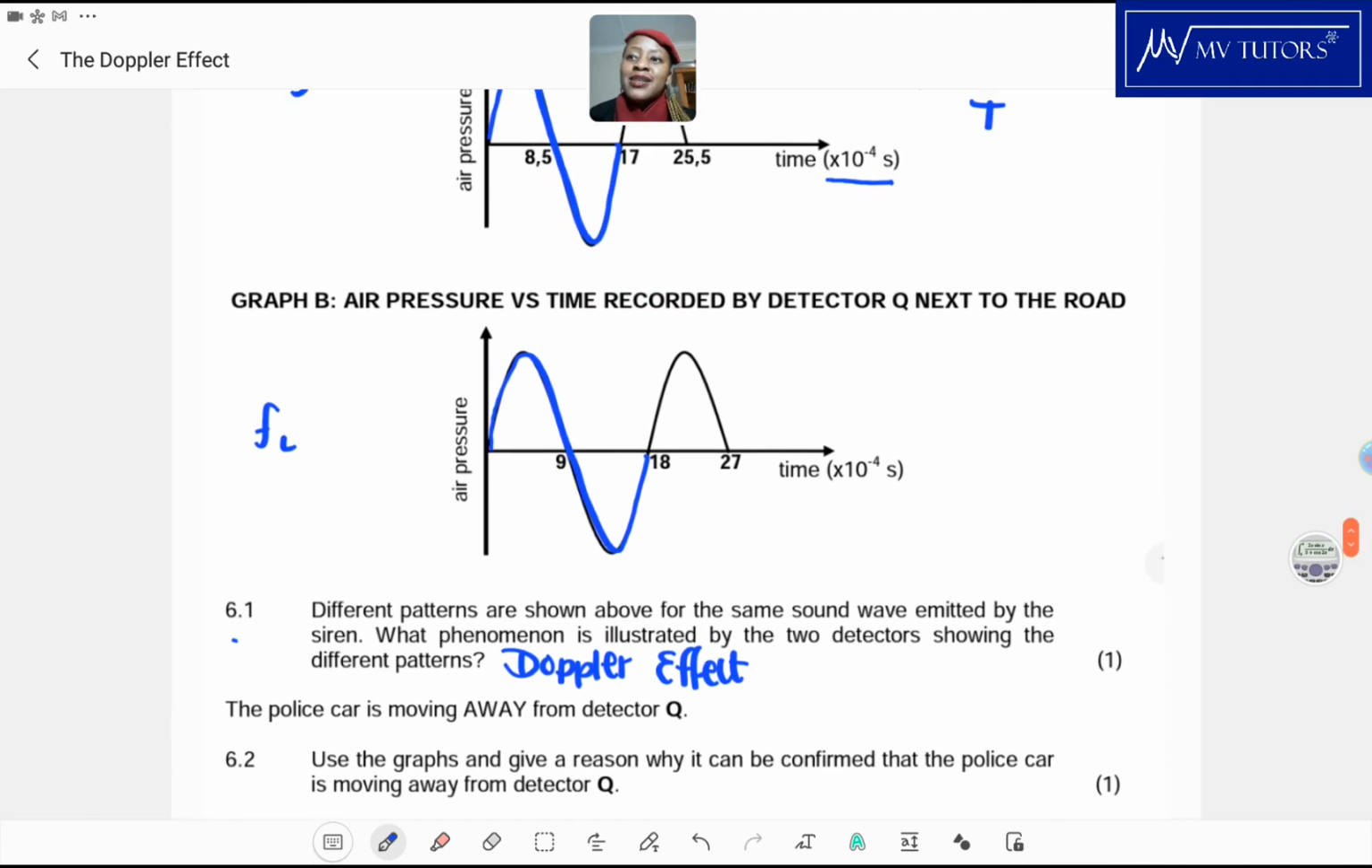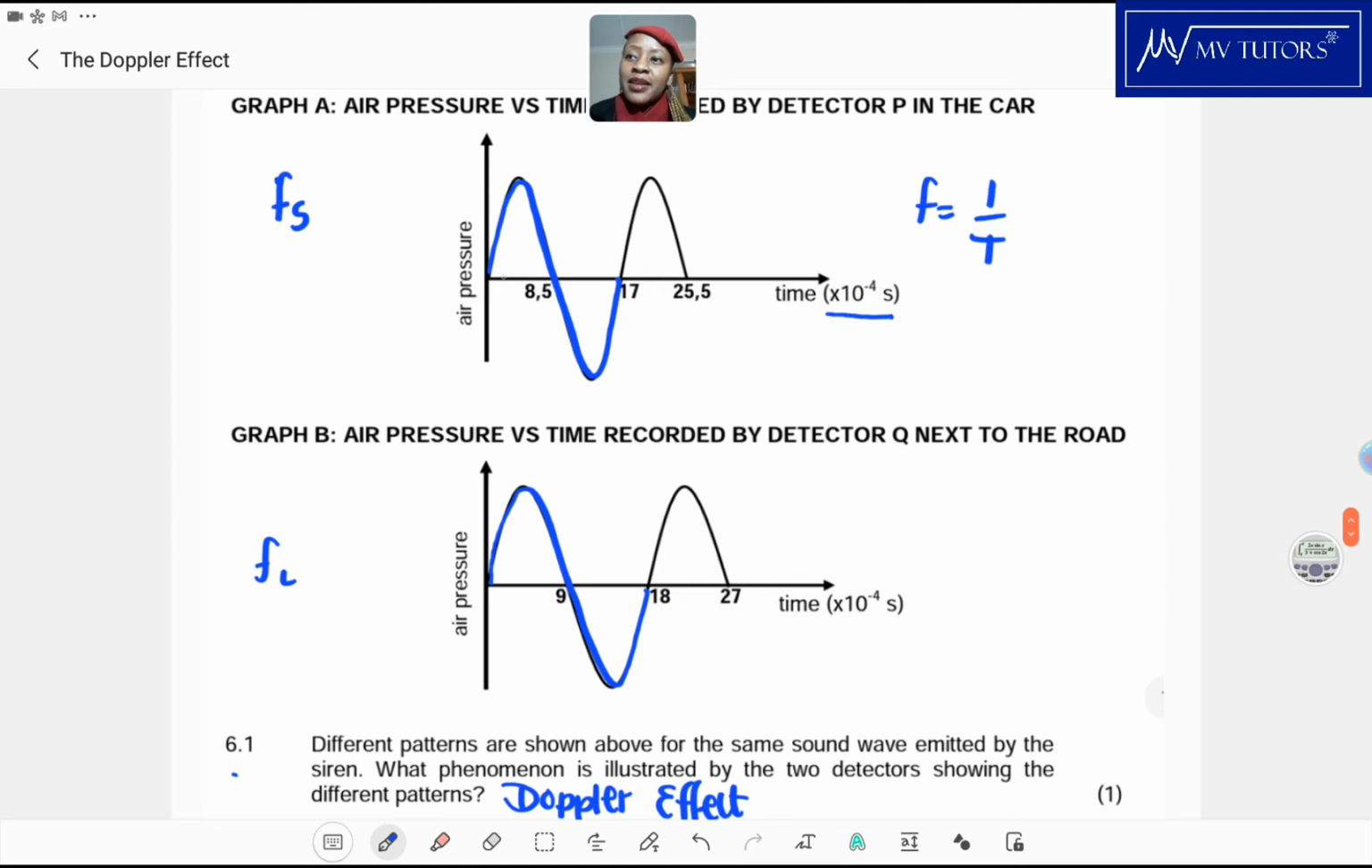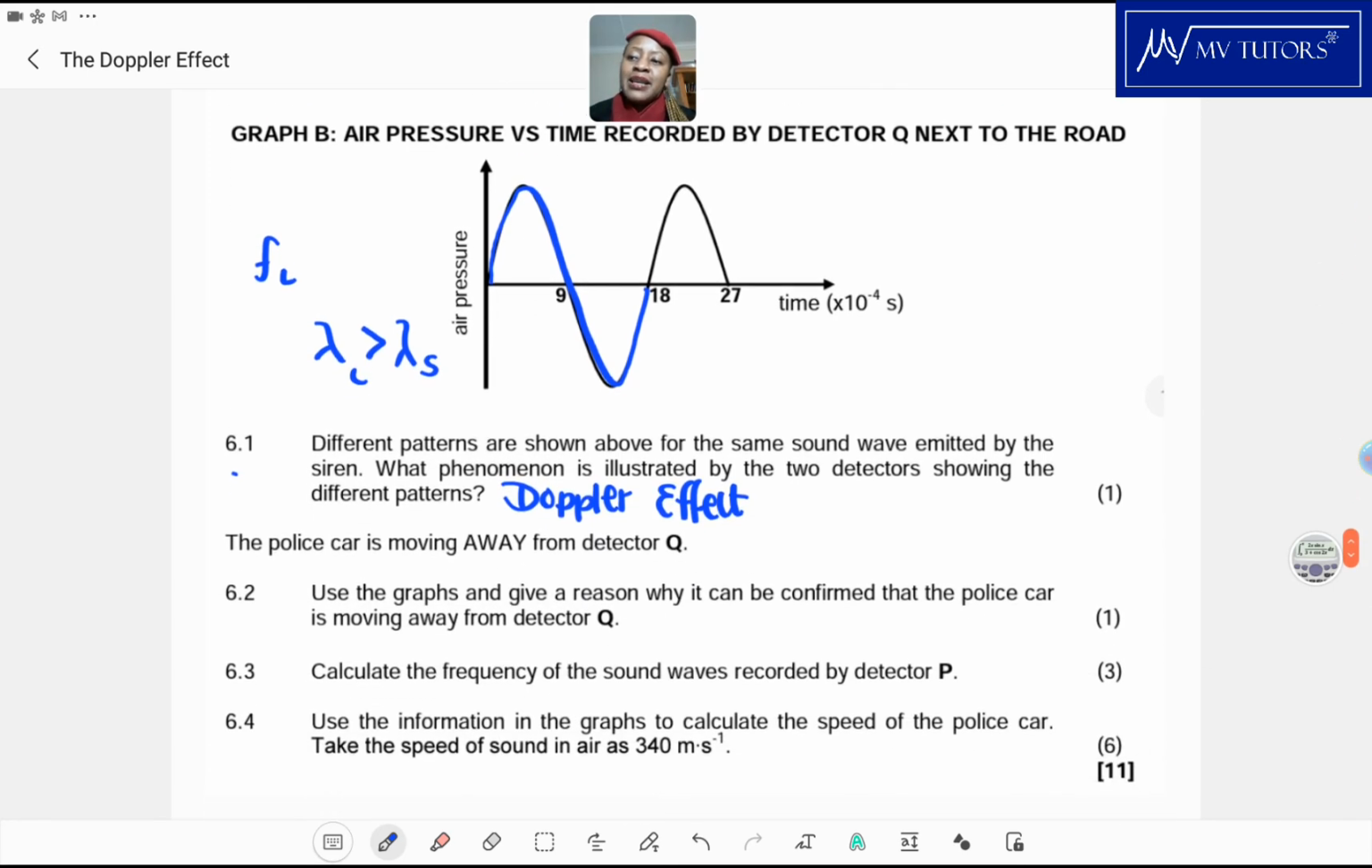All right, so comparing these, here for it to complete one wavelength, it takes 17 times 10 to the power minus 4 seconds. But here, it takes 18 times 10 to the power minus 4. So the wavelength here is bigger. The wavelength of the listener is bigger than the wavelength of the source. And if that's the case, it is moving away. So yes, it depends on the wavelength size.